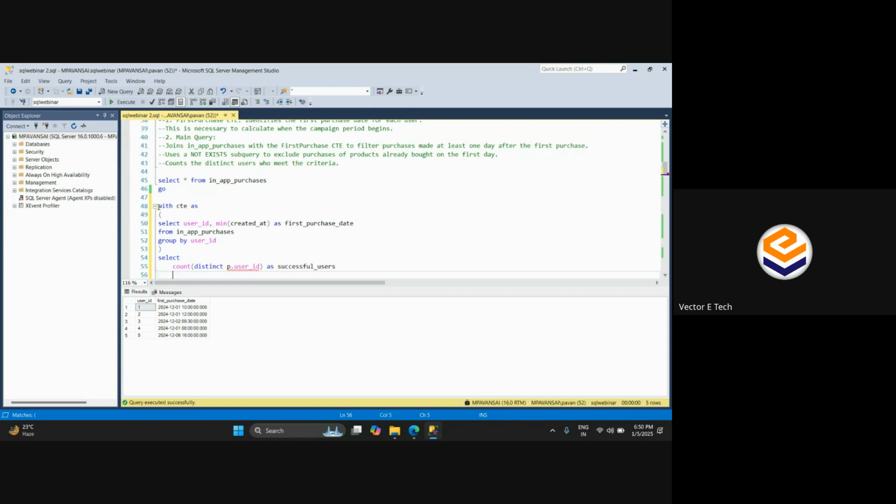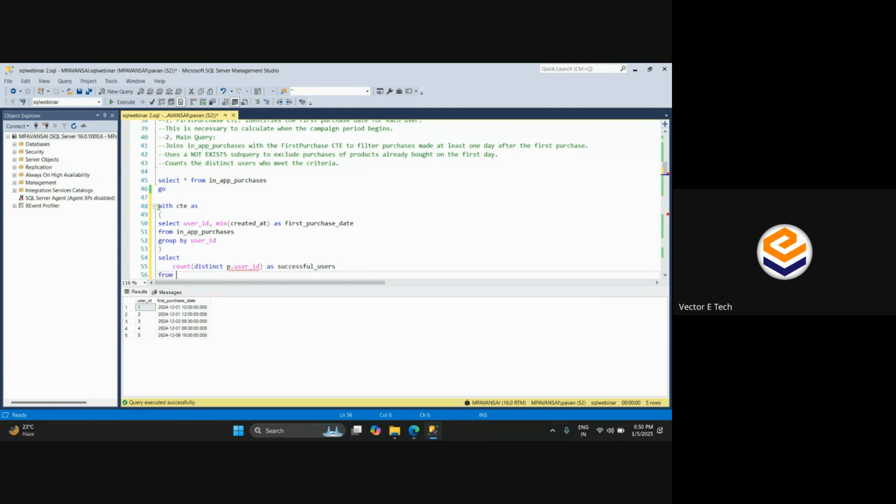Okay. Next, what is the criteria? Either we have to find one day after the purchase date, or else we should exclude those people, right? Now try to understand what we are doing by using the self join. Just like the earlier question where we used the self join, here also we are using the self join within the select clause after the CTE. Okay.